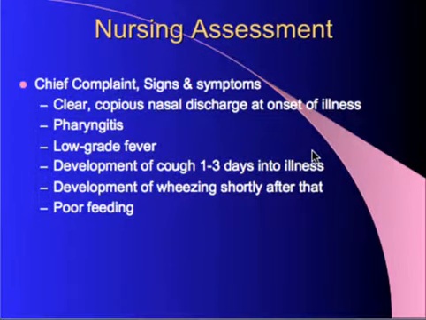Then we're going to look at chief complaint and signs and symptoms. The biggest thing is that clear, copious nasal drainage at the onset of the illness. They will also have pharyngitis and a low-grade fever. They will develop a cough 1 to 3 days into the illness, and that's because they just can't handle those copious secretions. They develop wheezing shortly after that and poor feeding because they can't coordinate breathing and feeding.